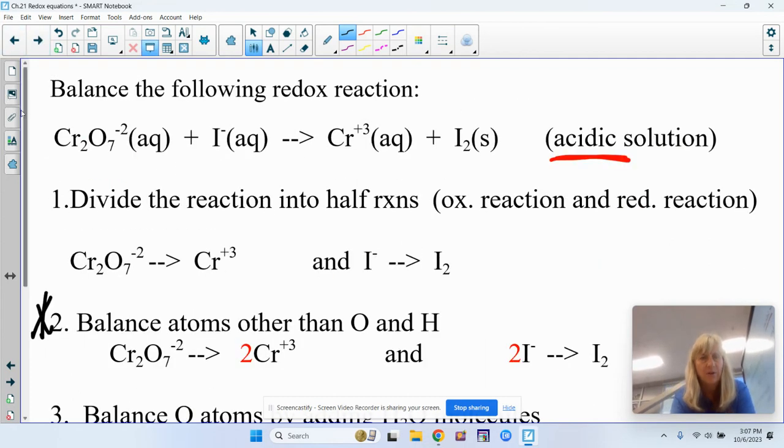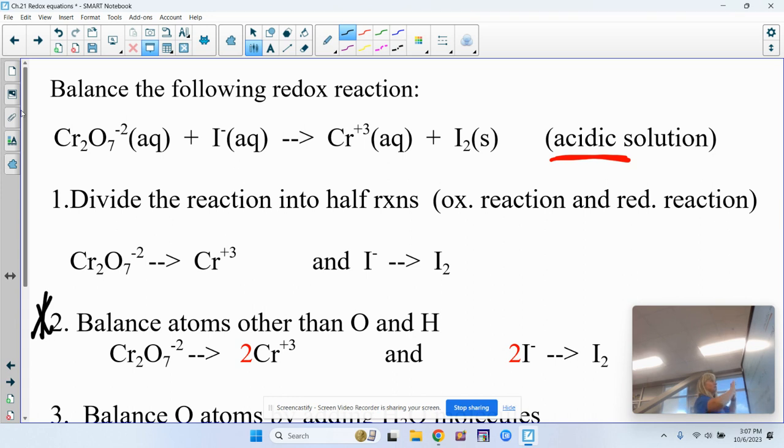Okay, so first of all, this is the reaction we want to balance. Balance the following redox reaction. We have Cr2O7 2- plus I- going to Cr3+ and I2. And it tells us it's in acidic solution. So that's important to note.